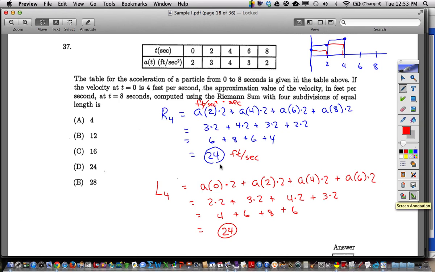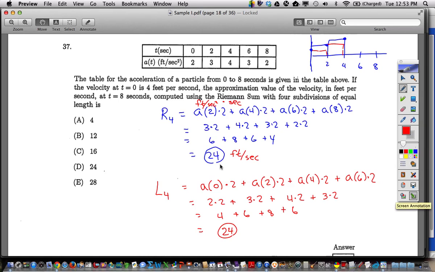The change, the amount of oil that came in during that 10-hour period. It's the amount of change. Derivative is rate of change, integral is amount of change. So what this says is in this 8-second period, we gained 24 feet per second of velocity.